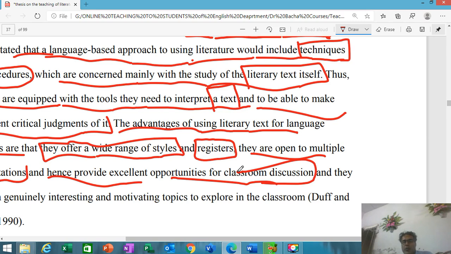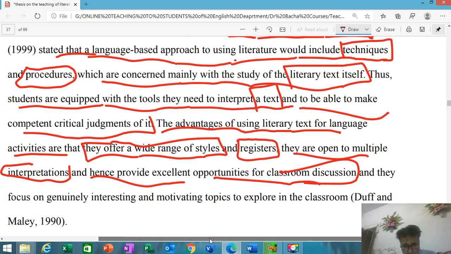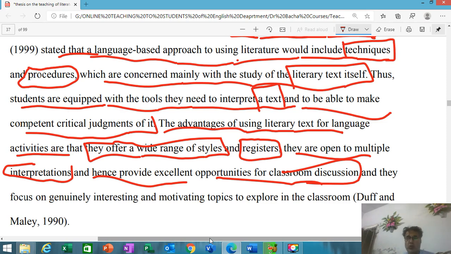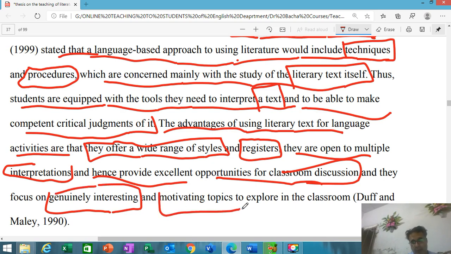So indirectly, you are trying to develop the intellectual outlook and attitude of the students, and this classroom becomes a hotspot for discussion, and discussion ensues, and there are multiple interpretations, which provide excellent opportunities even to students who normally do not take part in the classroom work and discussion. So they focus on genuinely interesting and motivating topics to explore in the classroom.